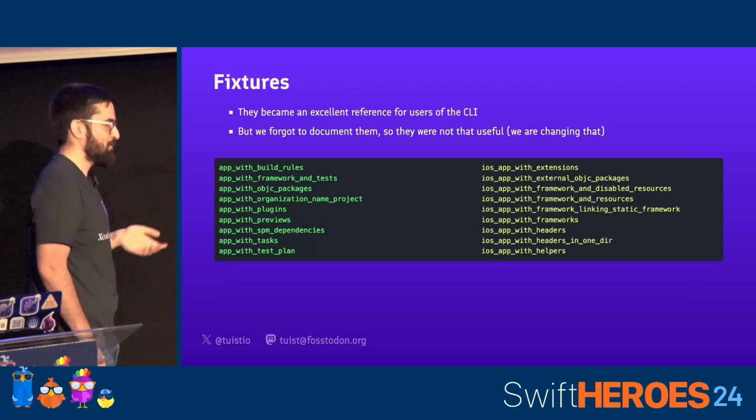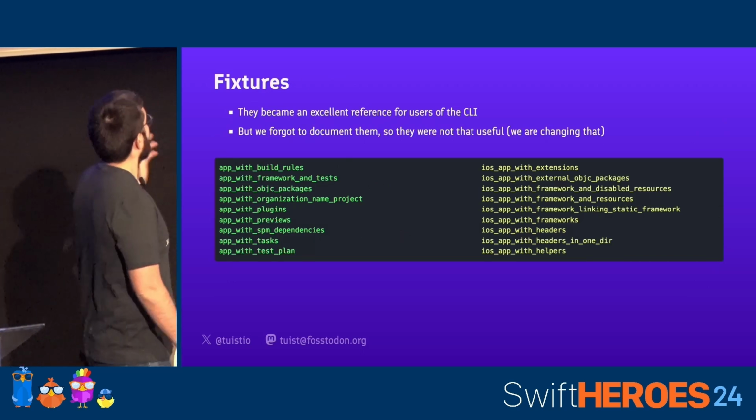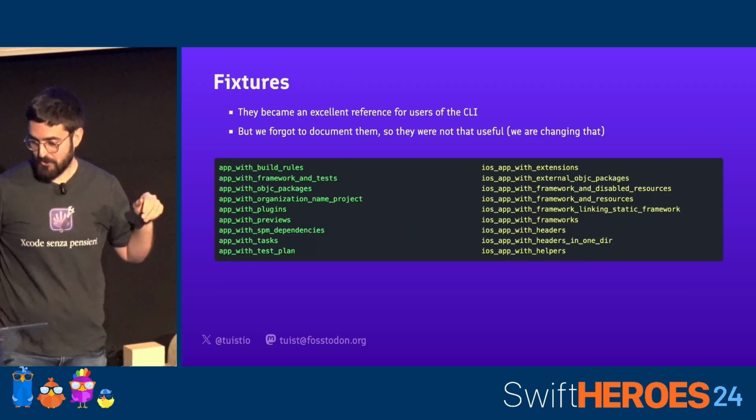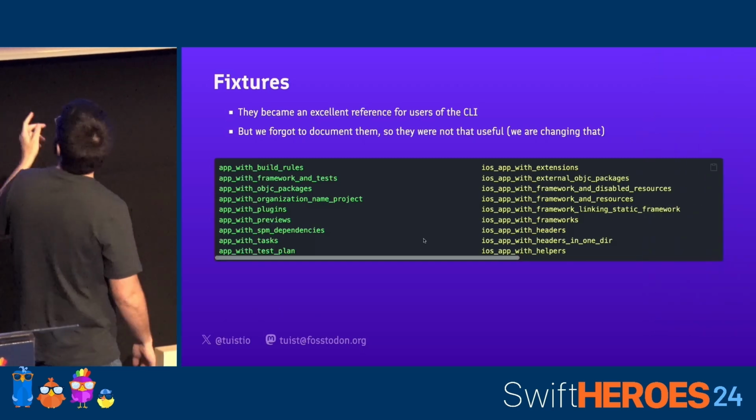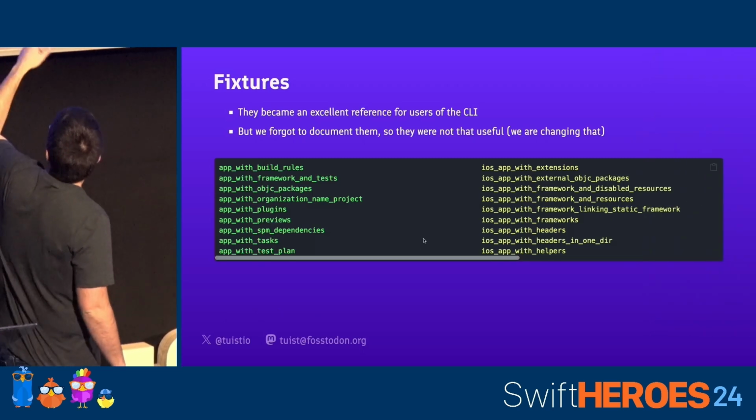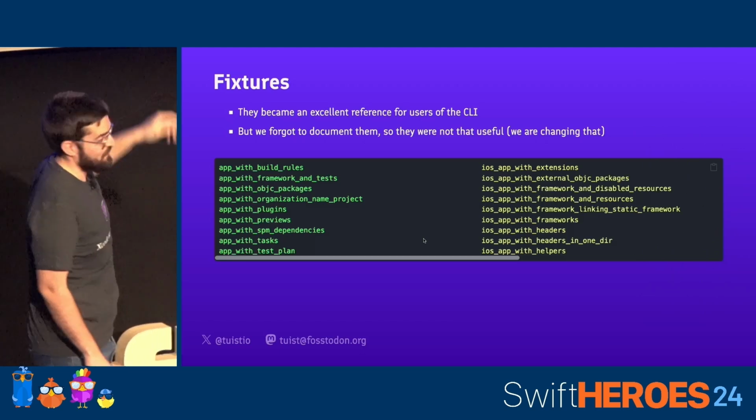I said that we use a lot of fixtures. We have a lot of them. Those are not all the ones that we have. I think if you scroll horizontally, you see more of them. So, yeah: app with plugins, app with previews, app with tasks, iOS app with extensions.